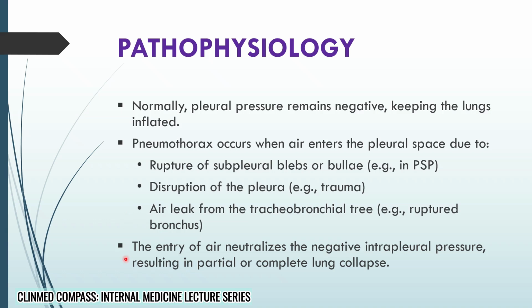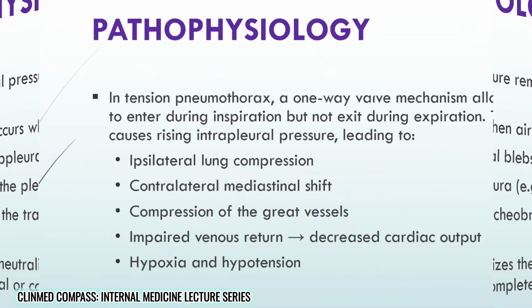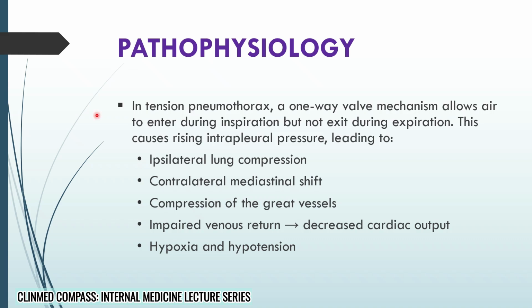So this entry of air into the pleural space neutralizes the negative intrapleural pressure, thereby resulting in lung collapse. In tension pneumothorax, as earlier stated, the one-way valve mechanism allows air to enter during inspiration, but not exit during expiration. This causes rising intrapleural pressure, which can lead to ipsilateral lung collapse, contralateral mediastinal shift, compression of the great vessels, impaired venous return, which leads to decreased cardiac output, and eventually hypotension and shock.